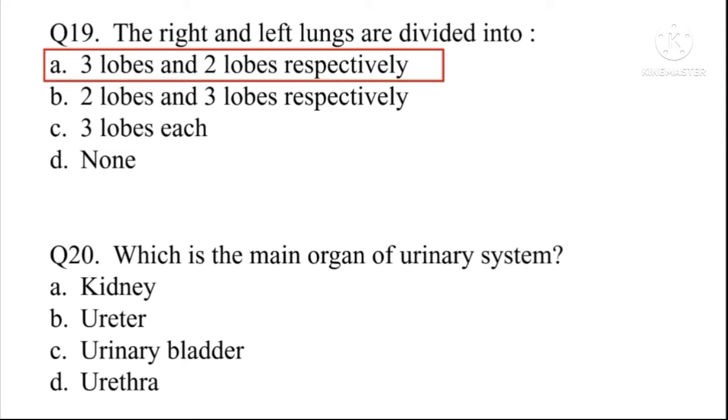Next question is, which is the main organ of urinary system? Options given are option A is kidney, option B is ureter, option C is urinary bladder, option D is urethra. So the main organ of urinary system is option A, kidney.